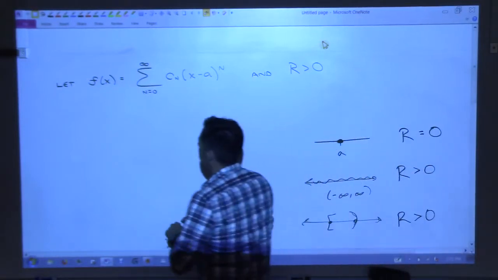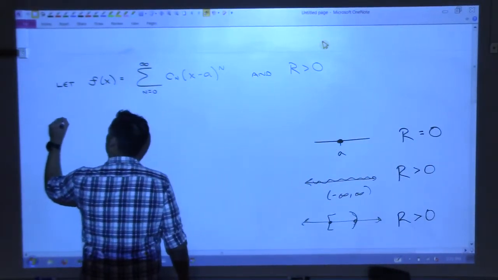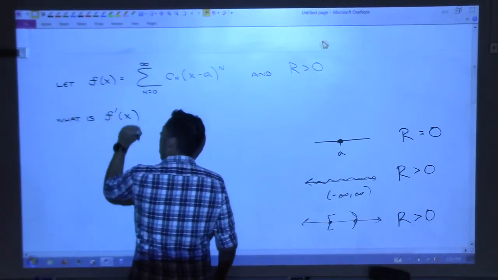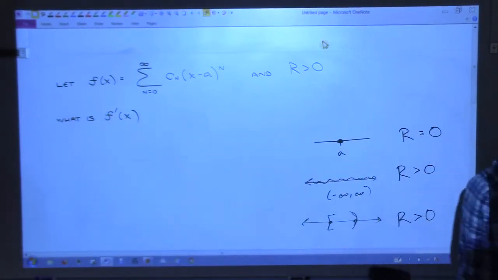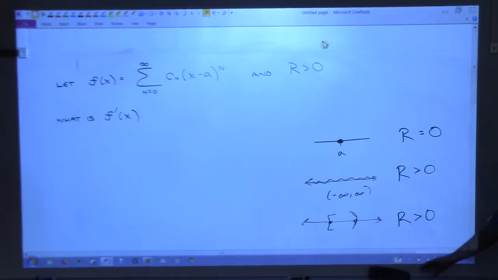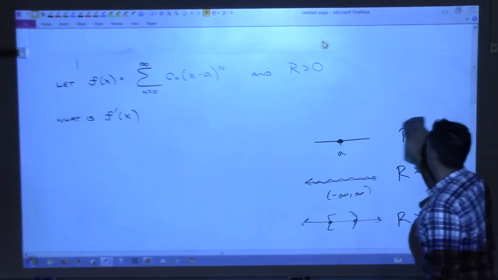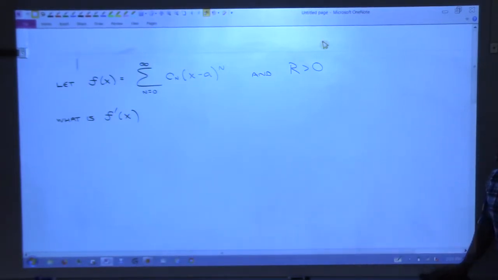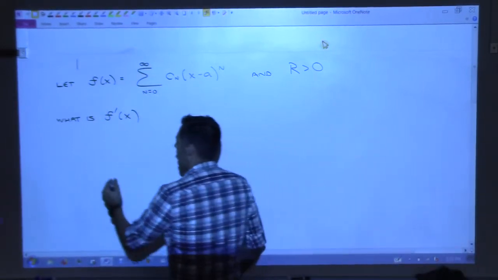Question for you. What is f prime of x? What's a function, right? We like taking derivatives of functions, don't we? Well, this isn't as bad as it looks, all right? You're actually really going to like this, I think.